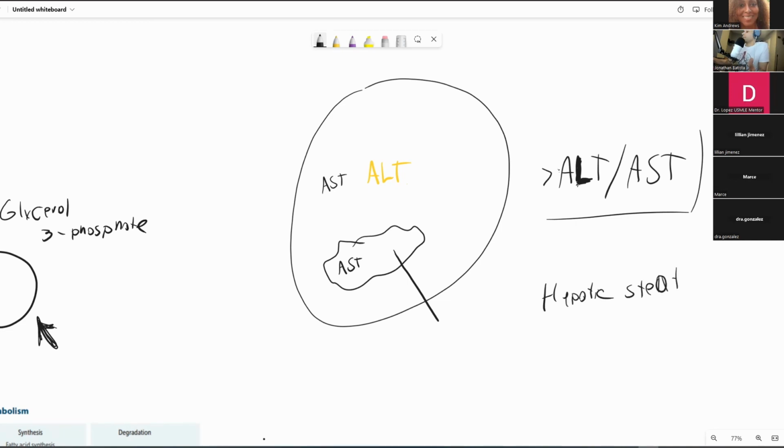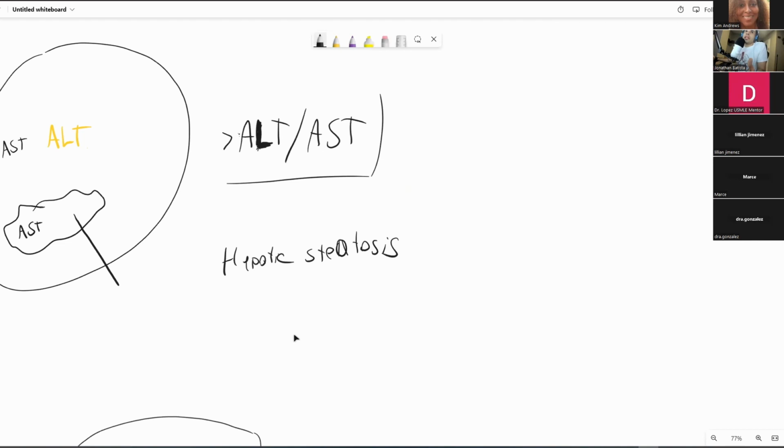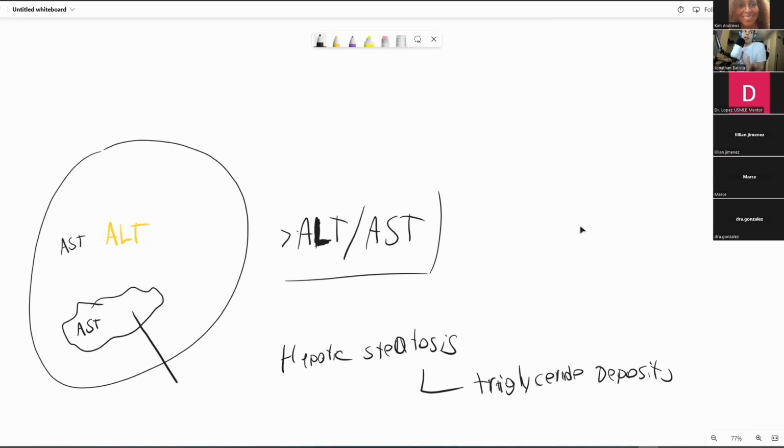Steatosis. This is basically the most benign one, just the first stage, and it is filled with triglyceride deposits. Now, this continuously gets worse and worse. Okay, sure. All right. So yeah, that is a good question, Alejandra.